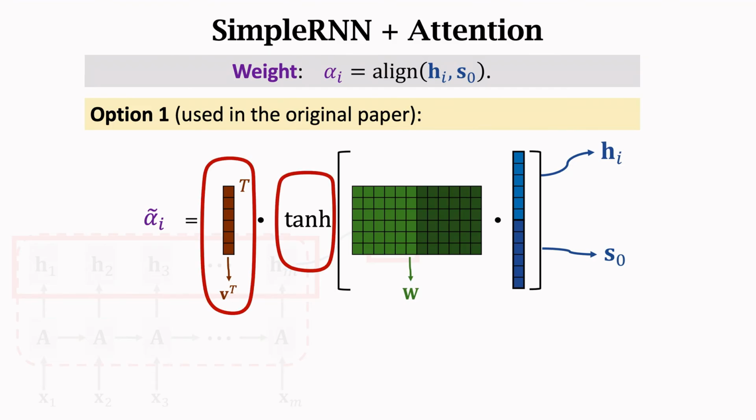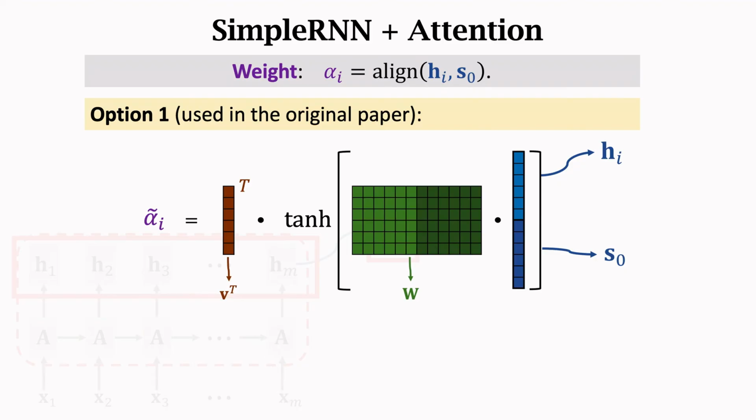Finally, we take the inner product of vector v and the output of the hyperbolic tangent function. The product is a scalar. Denote the scalar by alpha tilde i. Here, v and W are the trainable parameters of the align function. They are randomly initialized and then learned from data. V and W are shared among all the align functions. No matter how many H vectors and S vectors the sequence-to-sequence model has, there is only one v vector and one W matrix.